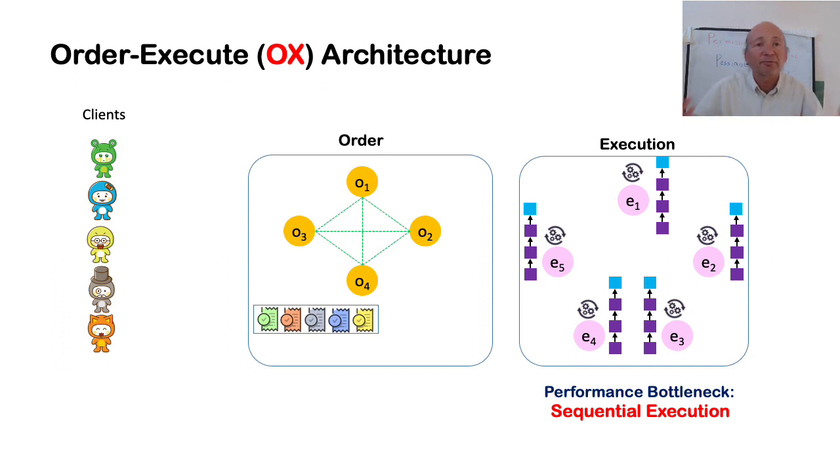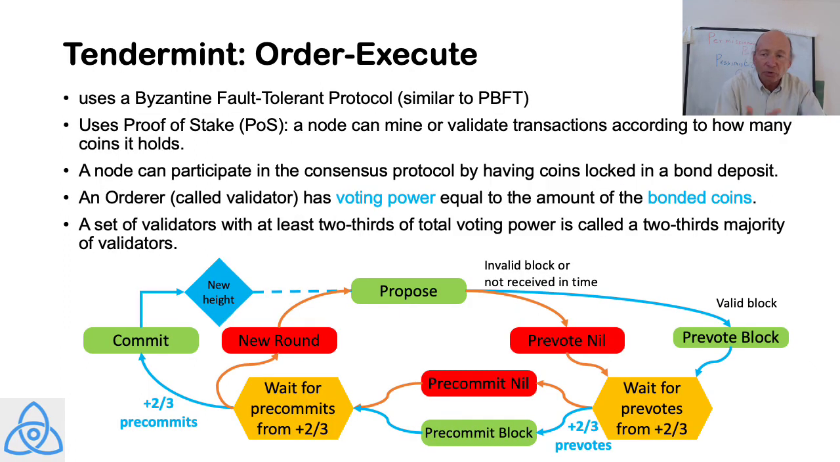And this was the whole reason why we moved away from serial execution in a regular database system. We developed concurrency control protocols to achieve serializable behavior. But this is the basic model for order-execute. A good example of this is Tendermint, and Tendermint uses PBFT, so Byzantine fault tolerance.